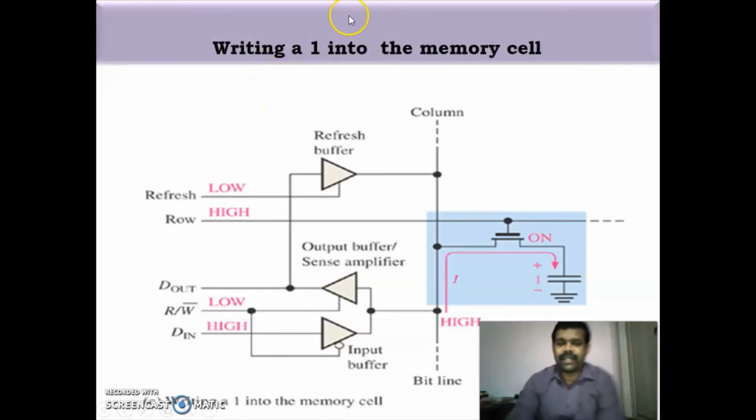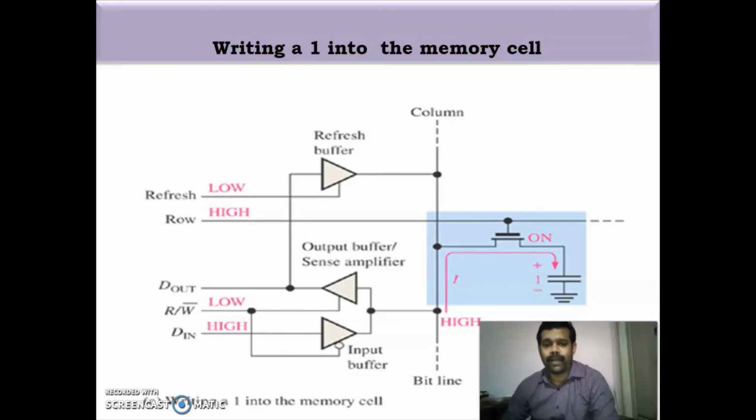Now we are going to see writing a 1 into the memory cell. This is a dynamic memory, so here the data is stored as charge in the capacitor. Here you have three buffers: one refresh buffer, one input buffer, and one output buffer. The input buffer is the inverter buffer, and the refresh buffer and output buffer are normal buffers.